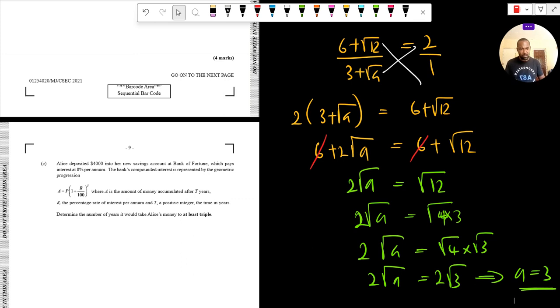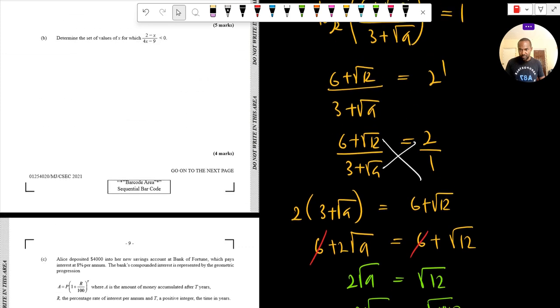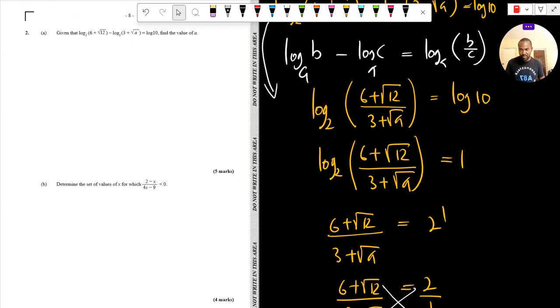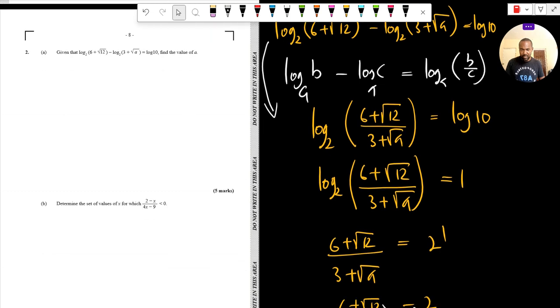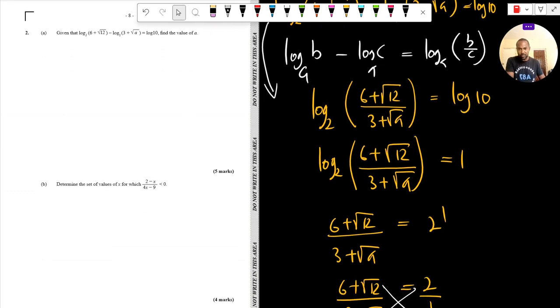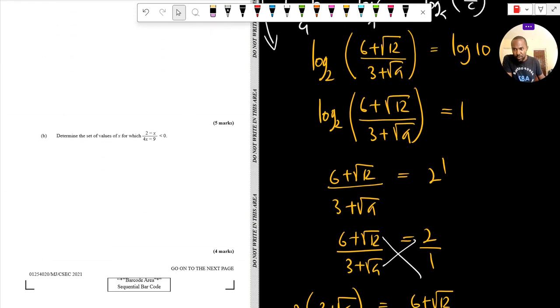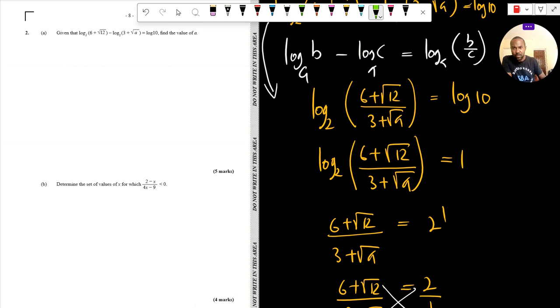So we're able to apply the laws of logarithm to solve for this unknown constant a. All right, so that is the part A of that question there. Now let's look at part B.